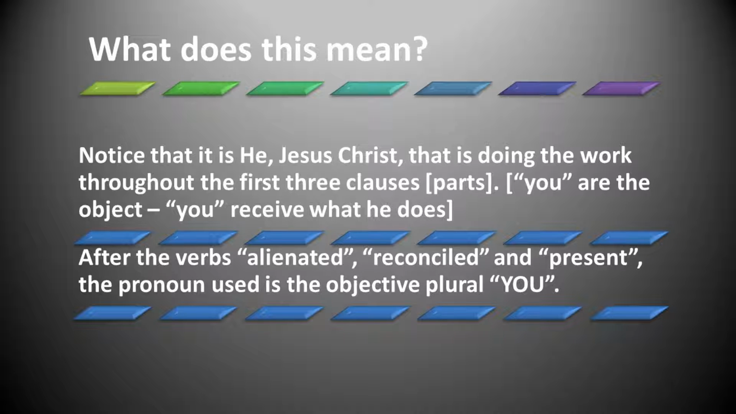What does this mean? Well, notice that he, Jesus Christ, is doing the work throughout the first three clauses or parts of this. You are the object, you receive what he does. So with the verbs alienated, reconciled, and present, the pronoun used is the object of the verb, the objective plural you. So you receive the action of those words, alienated, reconciled, present.